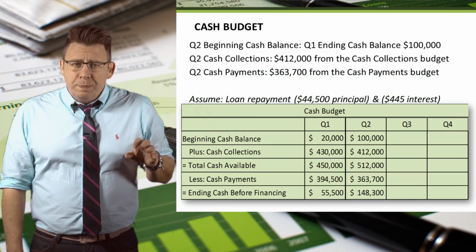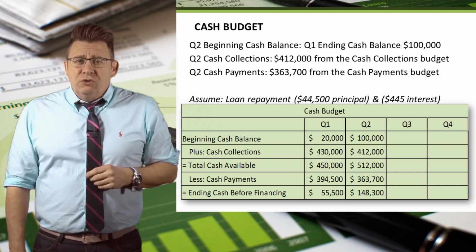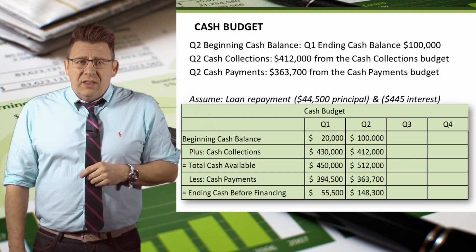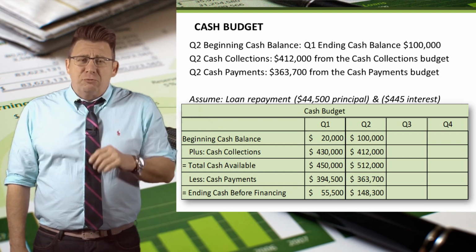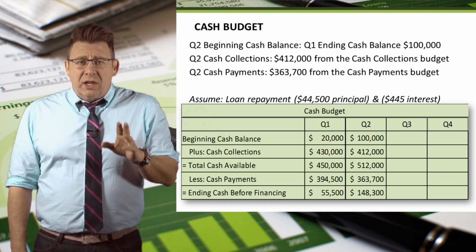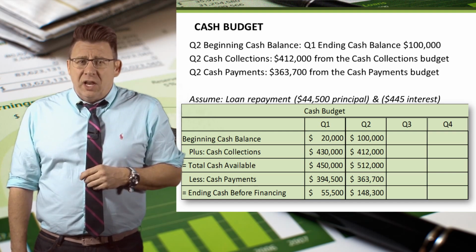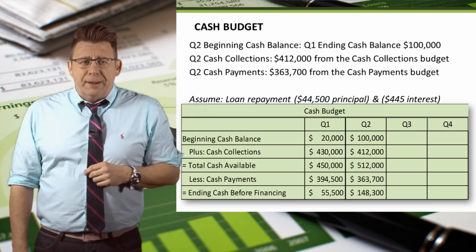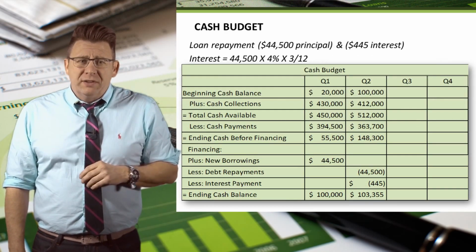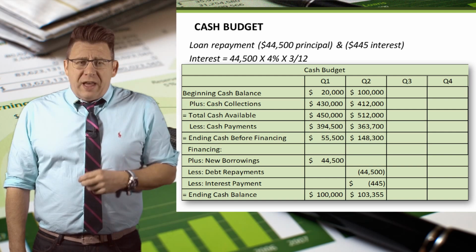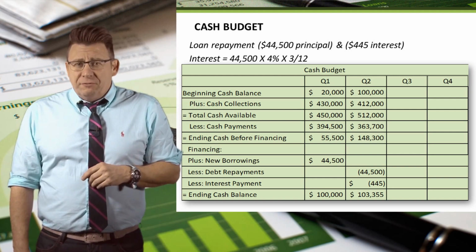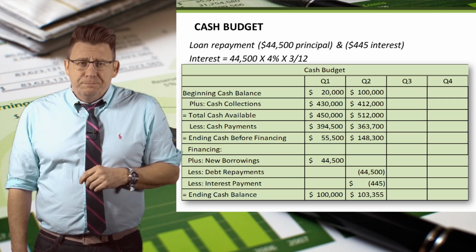For Q2, we add the Q2 cash collections and subtract the Q2 cash payments. This gives us our ending cash balance before financing. Since the ending cash balance looks to be enough to pay off the loan, let's plan on doing that. We subtract the principal payment of $44,500 and the interest payment of $445.